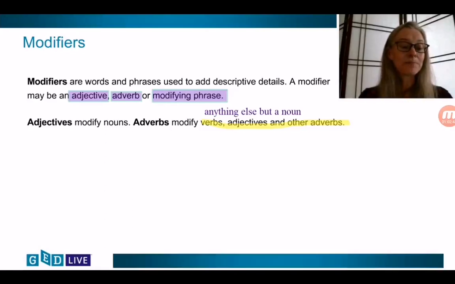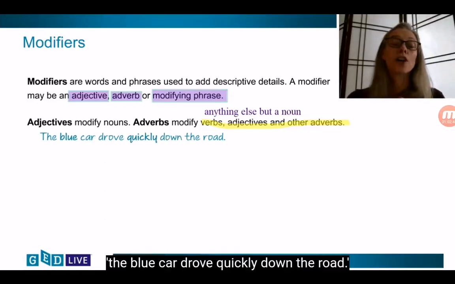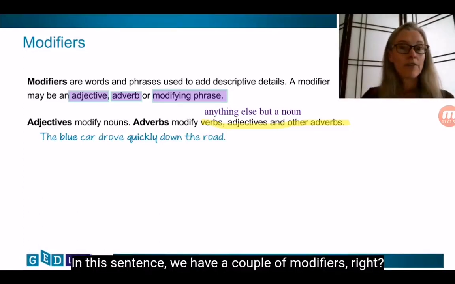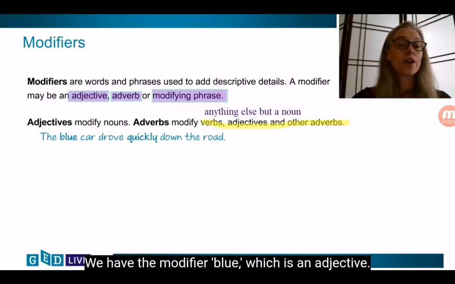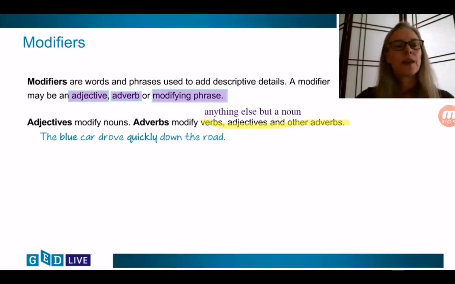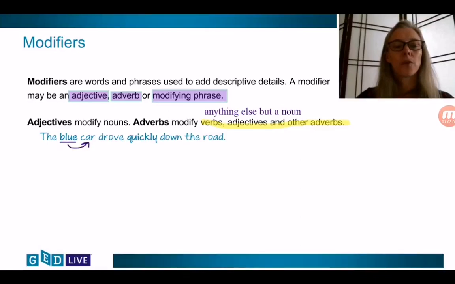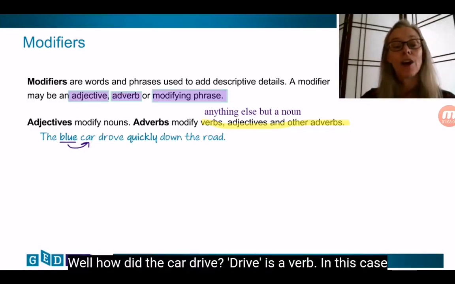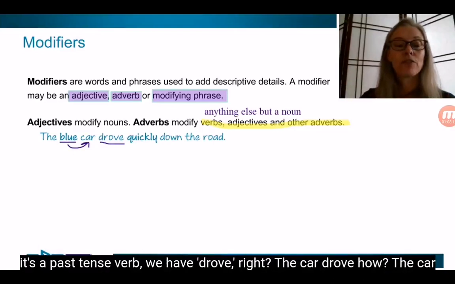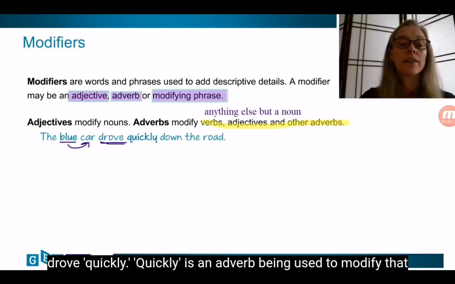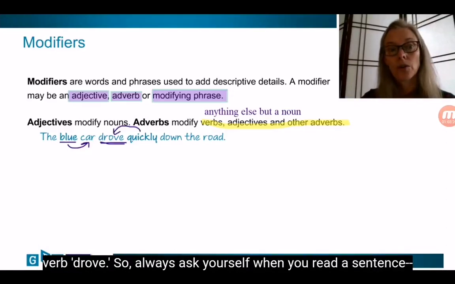So, for example, the blue car drove quickly down the road. In this sentence, we have a couple of modifiers, right? We have the modifier blue, which is an adjective, and blue is modifying car. Car is a noun. Okay, so far so good. Then, well, how did the car drive? Drive is a verb. In this case, it's a past tense verb. We have drove, right? The car drove how? The car drove quickly. Quickly is an adverb being used to modify that verb, drove.